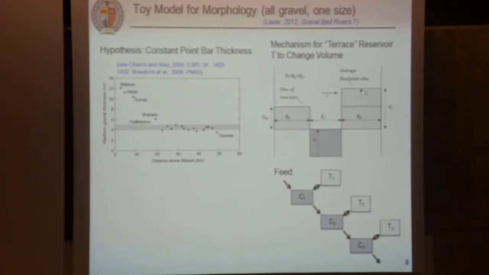If the channel's eroding into the terrace, it's getting material from that terrace. And it's going to be replacing, moving material back out at some other rate, some thickness that's probably specified by the hydrology of the system. If it's high, it can build gravel bars up to a certain height.